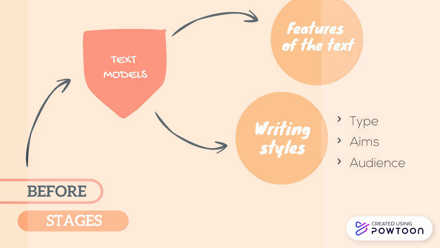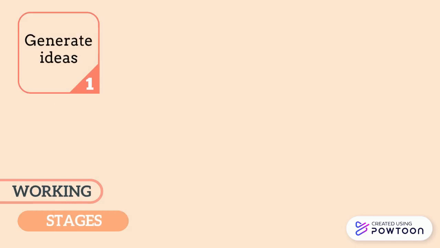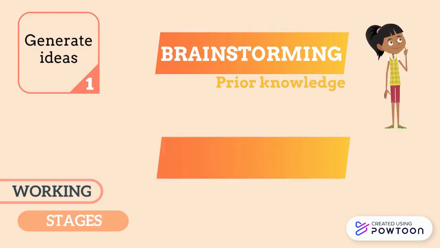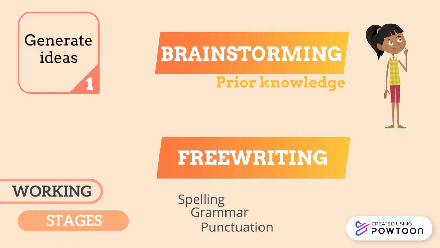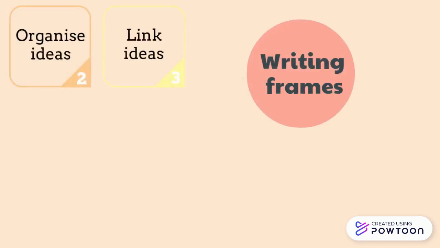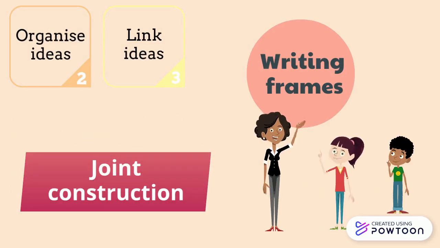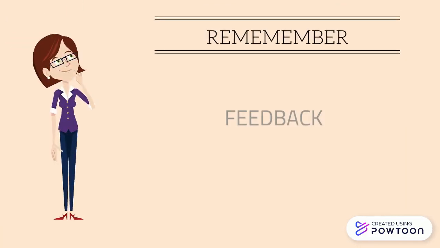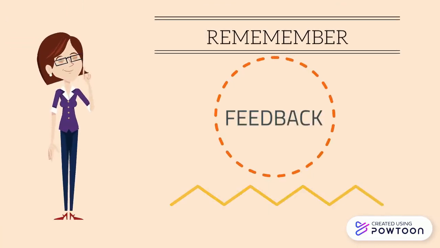audience of the text. Now that we can work with the stages, we should start with the first one, generate ideas. We can help students to generate ideas with brainstorming activities that activate their prior knowledge. Furthermore, free writing without paying attention to spelling, grammar, and punctuation will also make students generate ideas. For stages 2 and 3, we can scaffold students with writing frames, or we can use the joint construction where teacher and students write the text together. And remember, teacher, to always give feedback during the whole process.